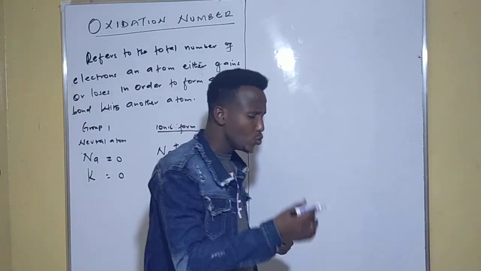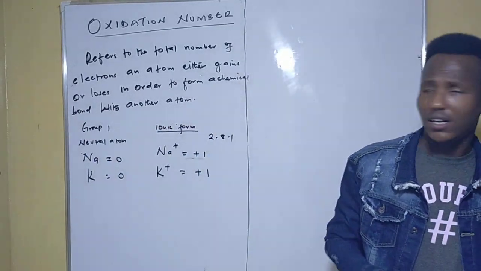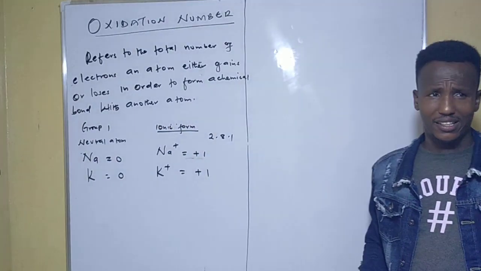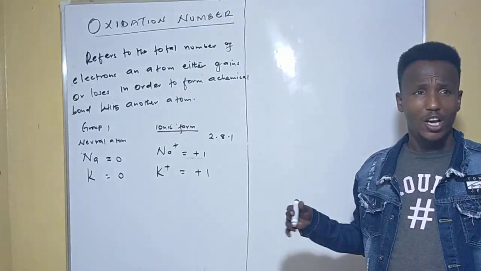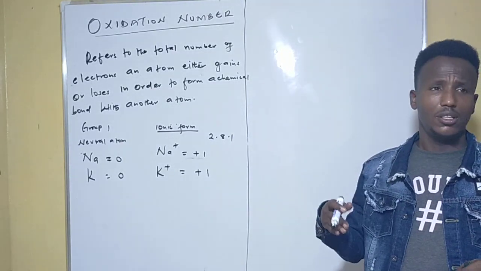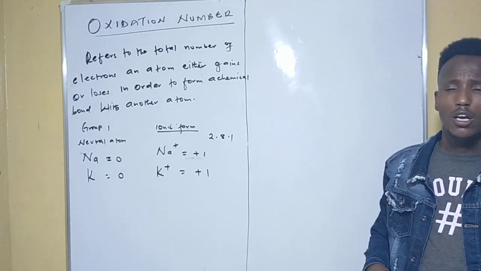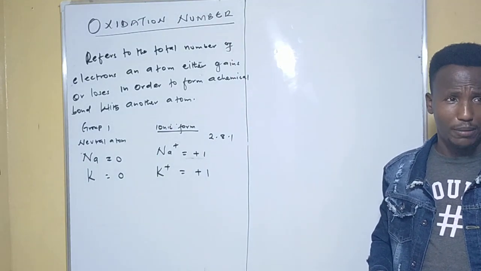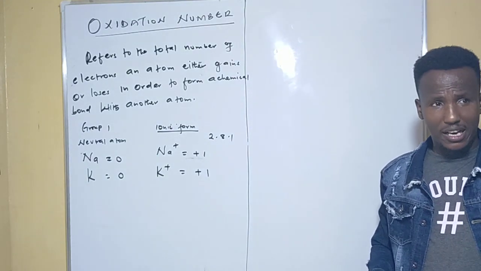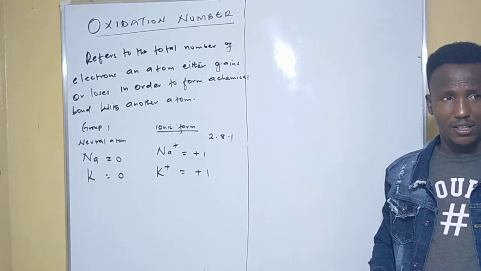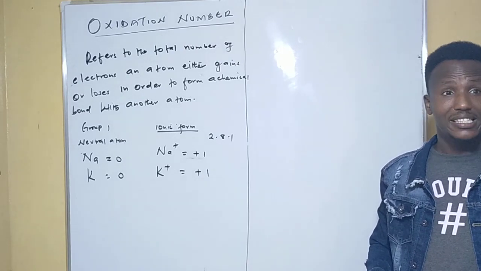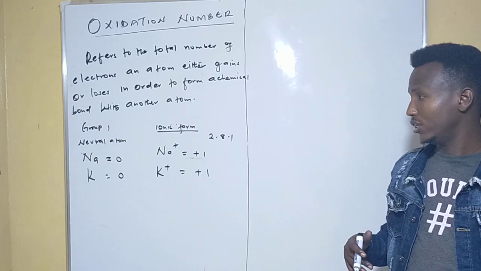As we go ahead and see group two, you realize that the sign always comes before the number when writing the oxidation number. But in ionic form, it's the number followed by the sign of the oxidation state, okay?